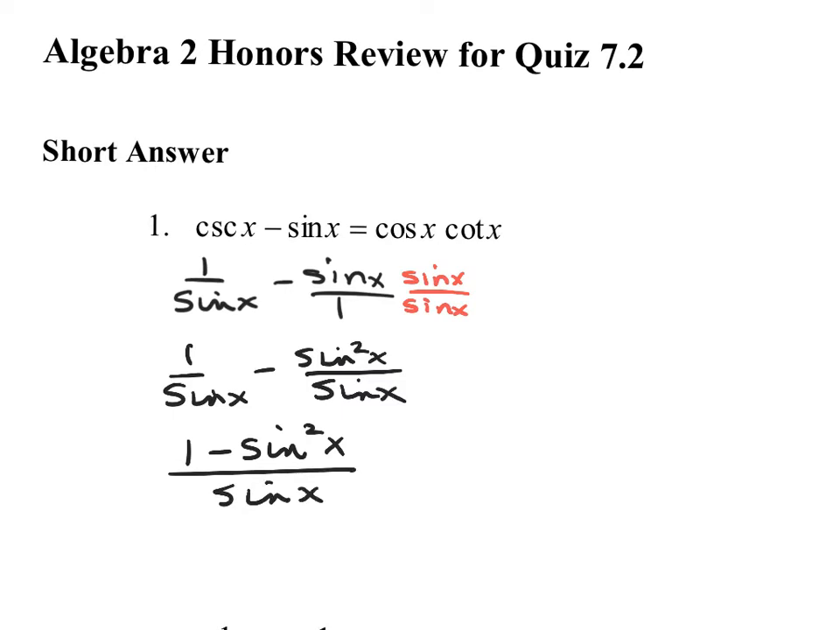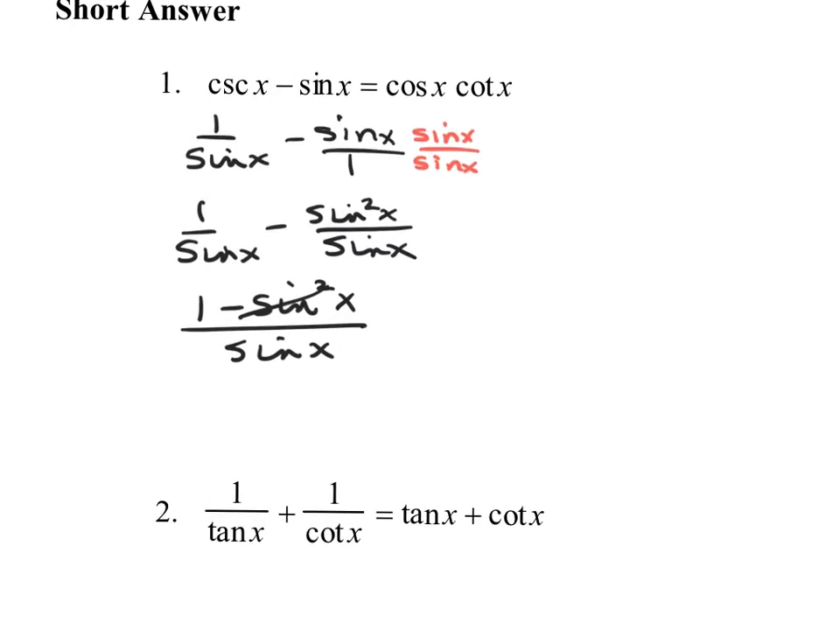I know that I can replace the numerator with an identity, because I know that sine squared x plus cosine squared x equals 1. So I'm going to change this, and I'm going to make my numerator now cosine squared x. I still have the sine x in the bottom.